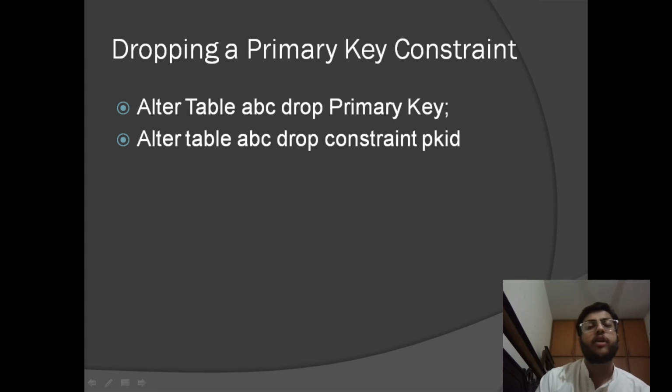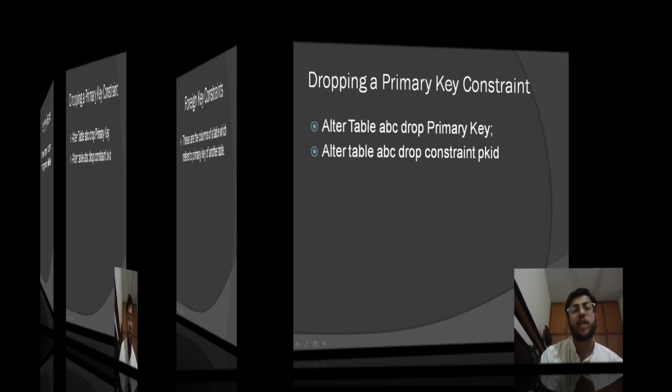We simply have to write alter table ABC drop primary key. Now what we are doing here is simply that we are saying we want to drop the primary key, right? Or we can write alter table ABC drop constraint pkid. Now what we are doing here is we are giving the name of that constraint, that is pkid, that is the primary key ID. We have given the name to that constraint, right? Now we are dropping the constraint through that name.